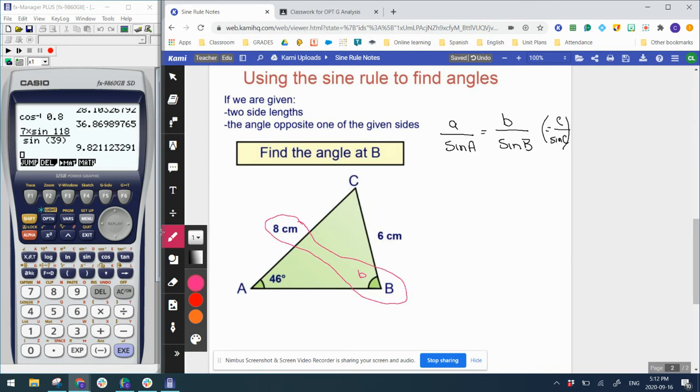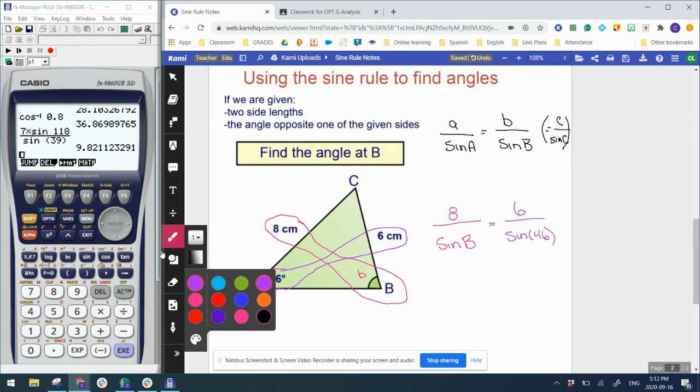So let's pair it with the side opposite it. This is going to give me a side of 8 over sine B. Then I need to find the one where I know both the angle and the side, so right here. That's going to give me 6 over sine 46. Then the process is the same as finding the side. Multiply that guy over there. Multiply that guy over there.